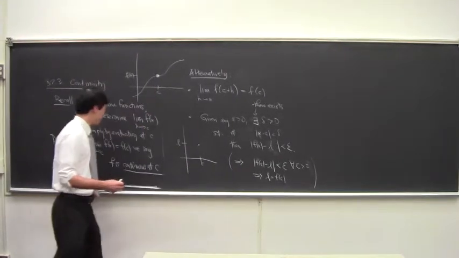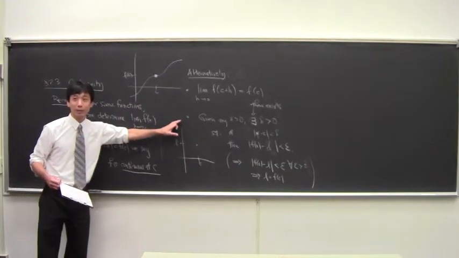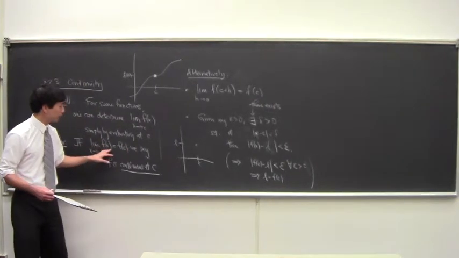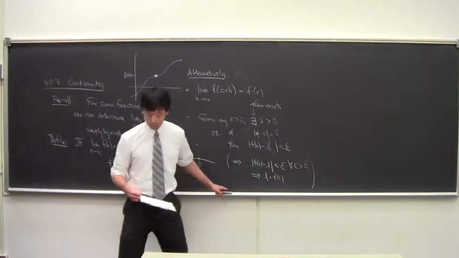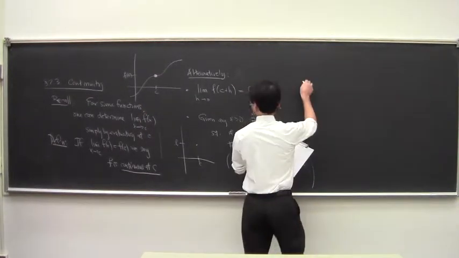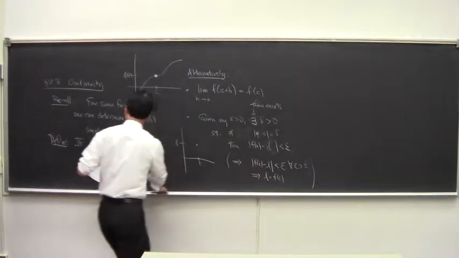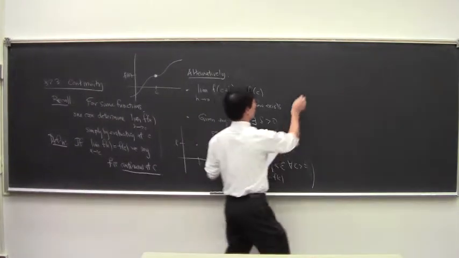Okay. So continuity. If you don't want to think about epsilons and deltas, just think the limit is the value of the function at that point. And then there's a second definition. Let me write it on here.